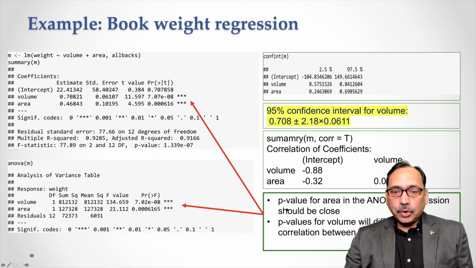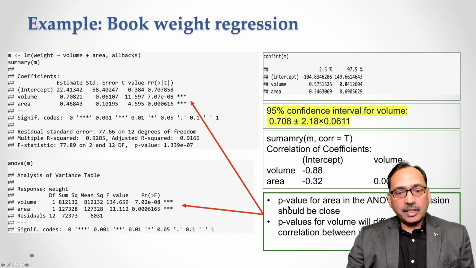So looking at these two, we can make some observations. The p-value for area in ANOVA and regression should be close. We are talking about the second variable after volume. The second variable is area. So the p-values you can see are 0.0061, 0.0061. So those values are supposed to be close.